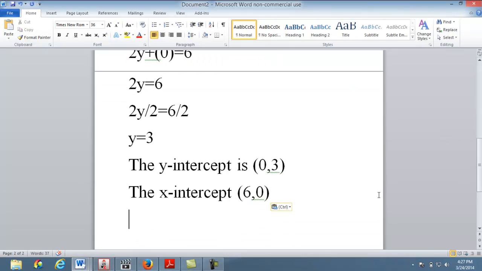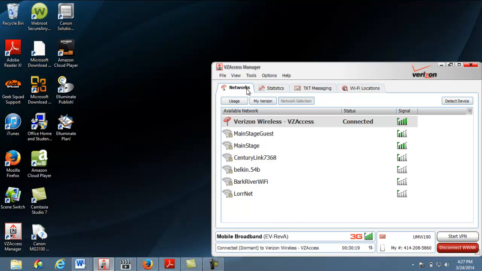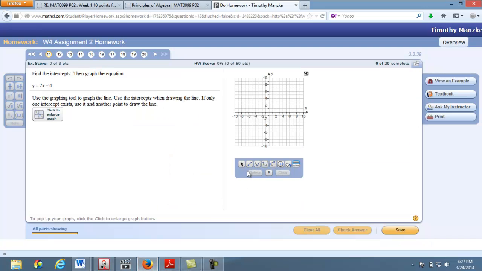Now you can graph these in a couple of different formats. One, you can graph this in MyMathLab. So I'm going to go to the MyMathLab example. This isn't the equation I'm working with, but if I wanted to graph a line, I'm going to click on what's called the line tool. And we said that (0, 3) was our y-intercept, so I would click on the line tool first.